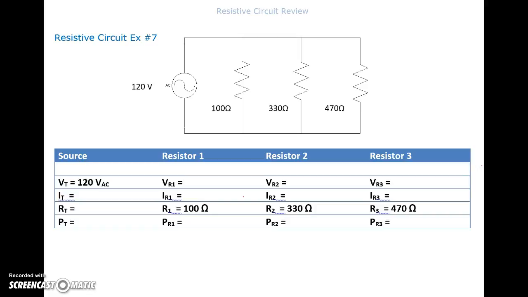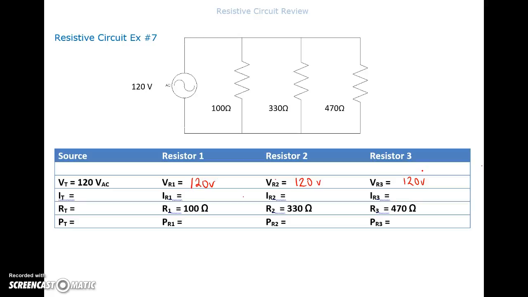Alright guys, next parallel circuit. What do we got? 100 ohms, 330 ohms, and 470. And our source voltage is 120 volts. So it's a parallel circuit, so we know that our voltage will go right across. So first step is to drop in the voltage right across.